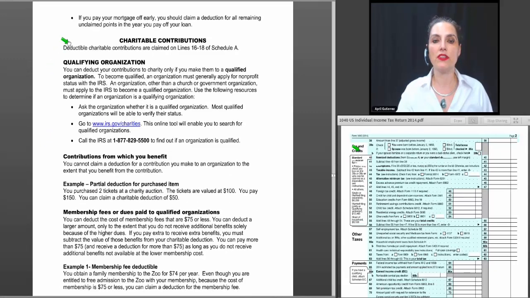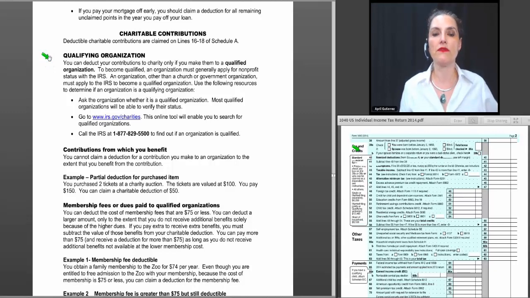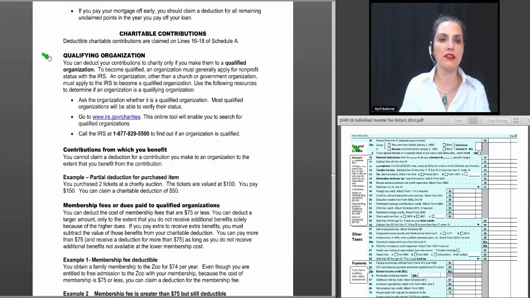And now we're going to move on to charitable contributions. These items are claimed on lines 16 through 18 of Schedule A. And the first rule with claiming a deduction for a contribution to charity is that it must be made to a qualifying organization. You can deduct your contributions to charity only if you make them to a qualifying organization, and to become qualified, an organization must generally apply for nonprofit status with the IRS. An organization other than a church or government organization must apply to the IRS to become a qualified organization.